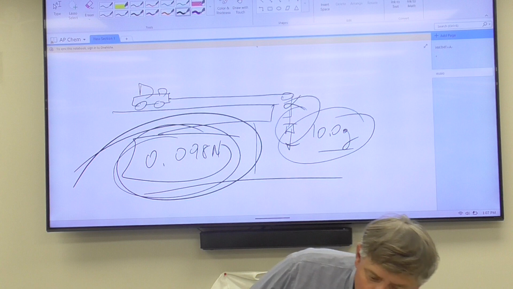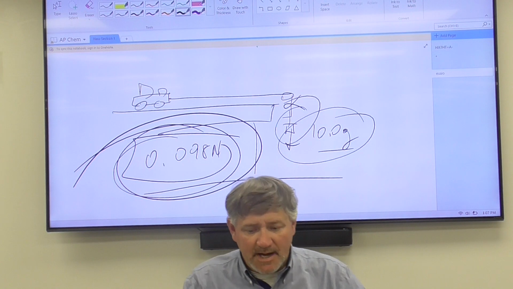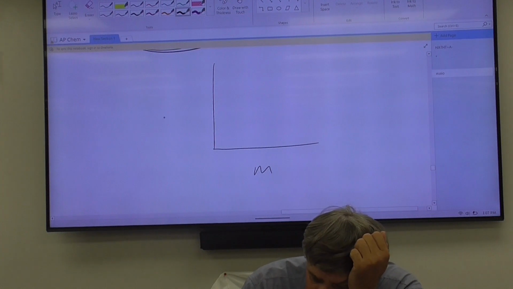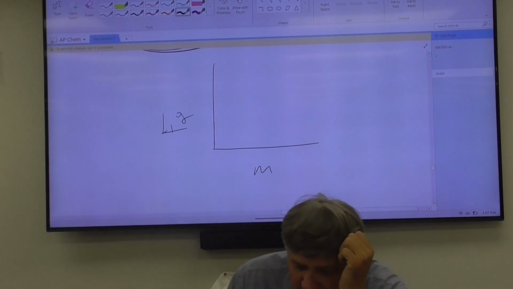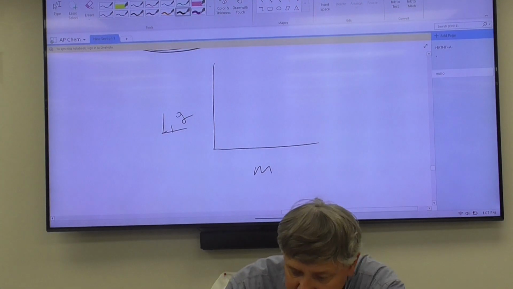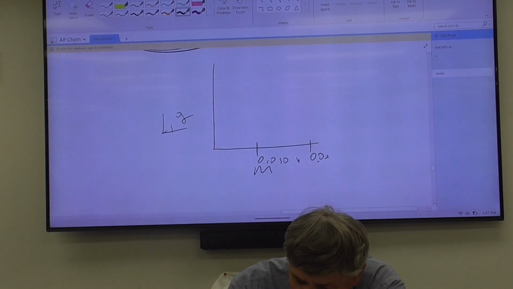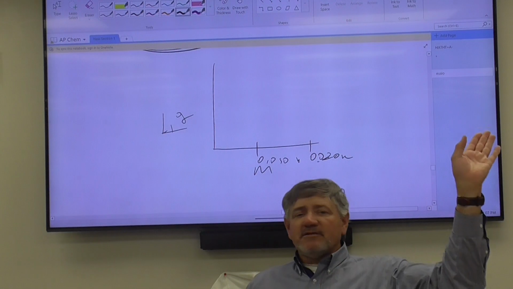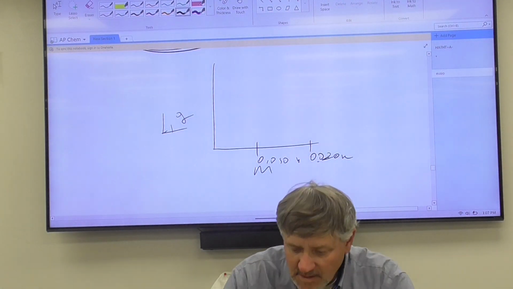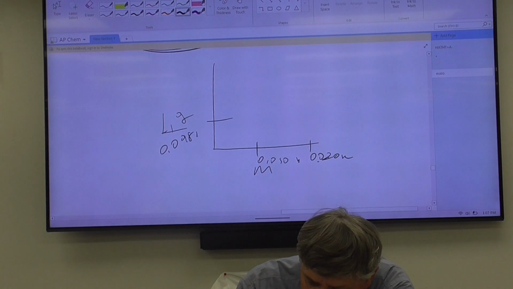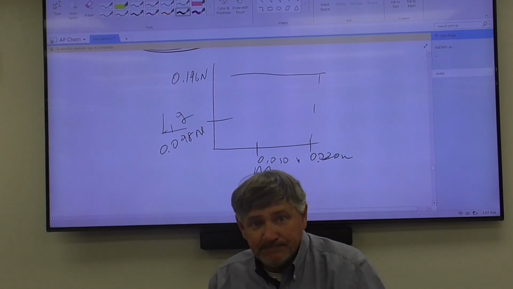So let me give you a different way to view those questions 5 through 9. We're going to draw a graph. We're going to put mass along the x-axis, and we're going to put Fg on the y-axis. So we have two masses. We have 0.010 kilograms, and we have 0.020 kilograms. Leave the card out of this for now. Just focus on these. So that 0.010 had a force of 0.098 newtons, and this one had a force of 0.196 newtons. Okay? Cool.